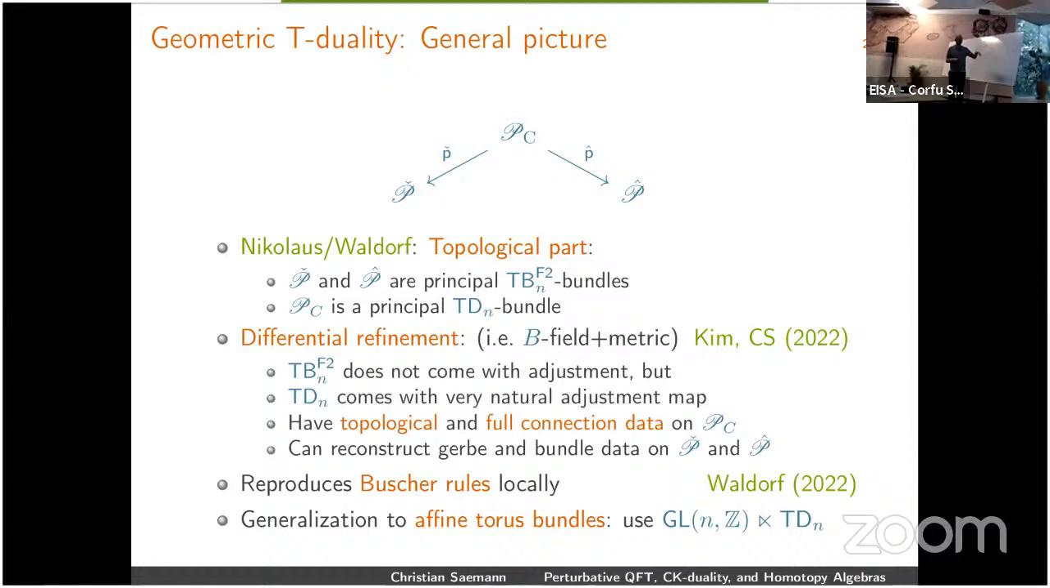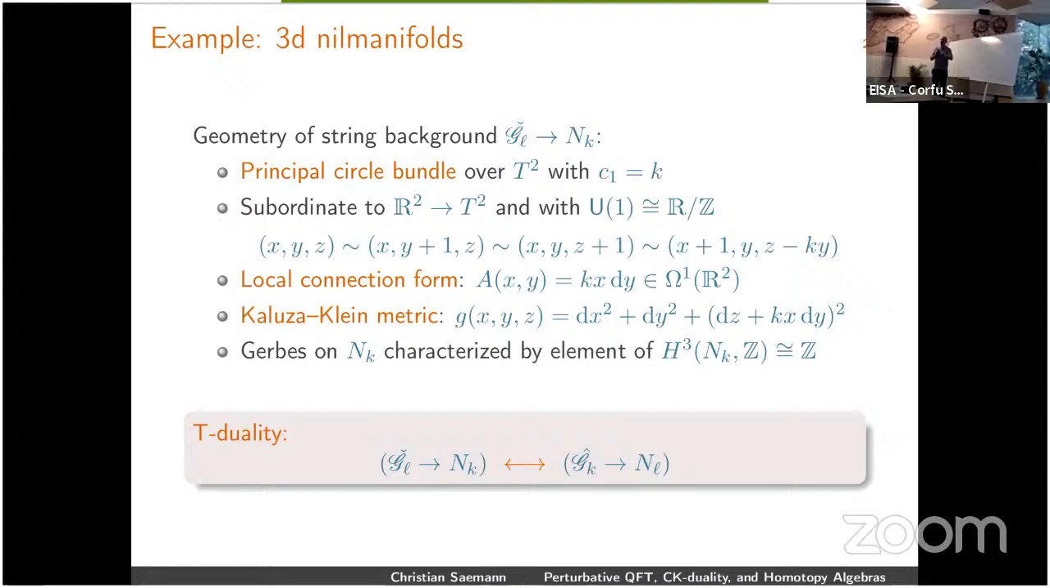So he really showed that this construction reproduces the Buscher rules locally. So this is exactly what you would like to have. It's compatible with all the expectations for geometric T-duality that you would have. Okay, and then you can generalize this to affine torus bundles, but it's a technicality. As I said, the nice thing about this is that everything is explicit, right? I'm not hiding behind some abstract nonsense. I can write down everything to the last bit explicitly.